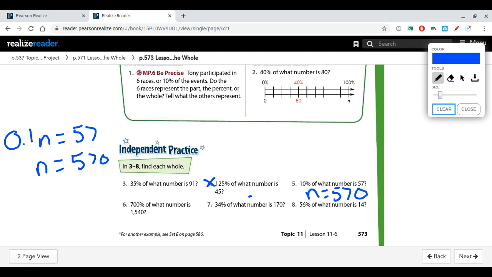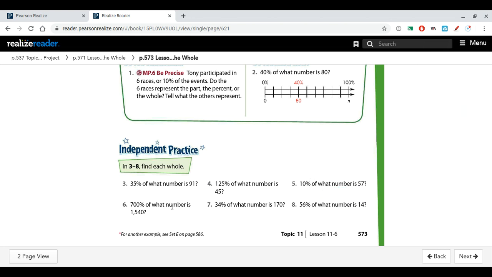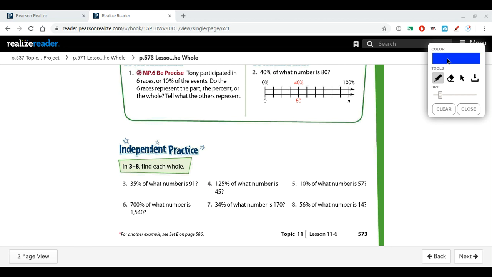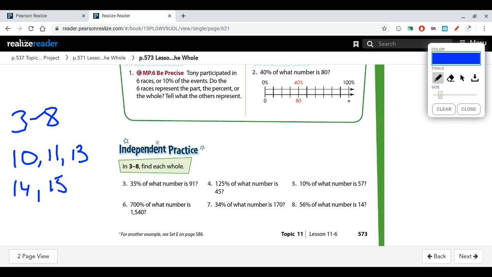I'd like for you guys to have a couple more examples: one where the percent is greater than a whole, and then just another number practice. So I'd like for you to go ahead and do the rest of 3 through 8. Let me pull that up so you have it. And then on the back side, I would like for you to please do problems 10, 11, 13, 14, and 15.